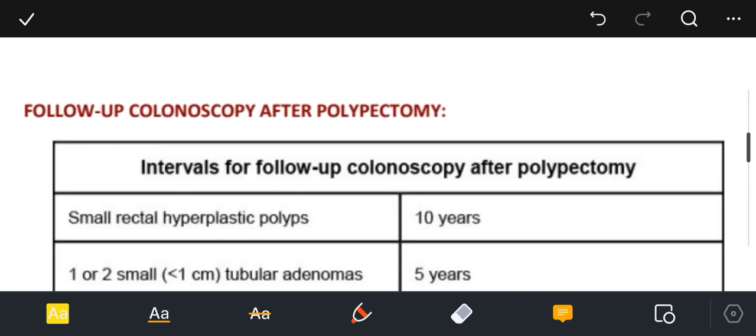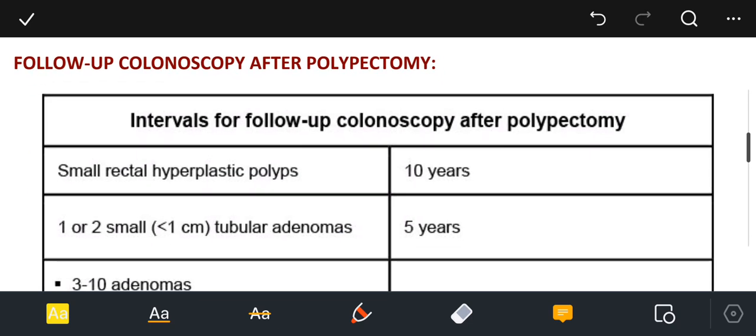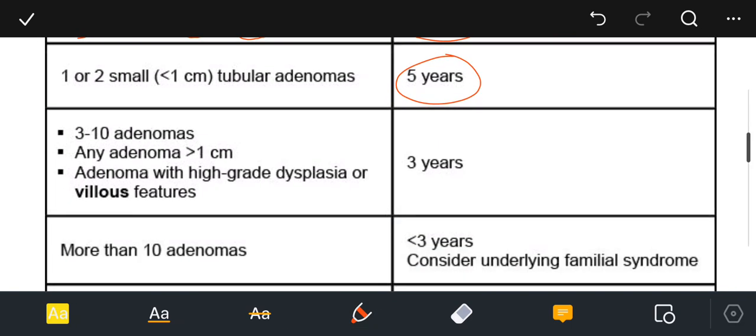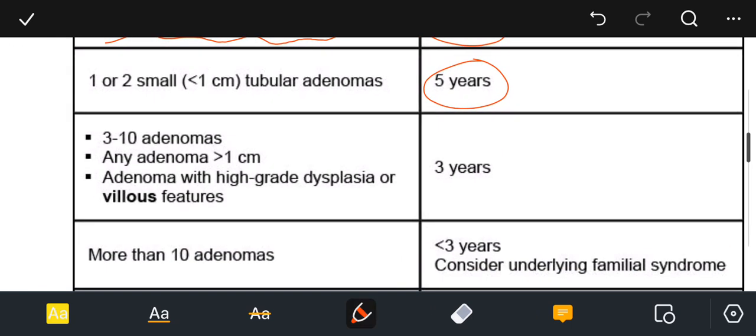The next point is follow-up colonoscopy after polypectomy. For small rectal hyperplastic polyps, we should perform polypectomy, and follow-up colonoscopy after 10 years. For 1 or 2 small, less than 1 cm tubular adenomas, 5 years. For 3 to 10 adenomas, any adenoma more than 1 cm, or adenoma with high grade dysplasia or villous features, we should perform the colonoscopy after 3 years.